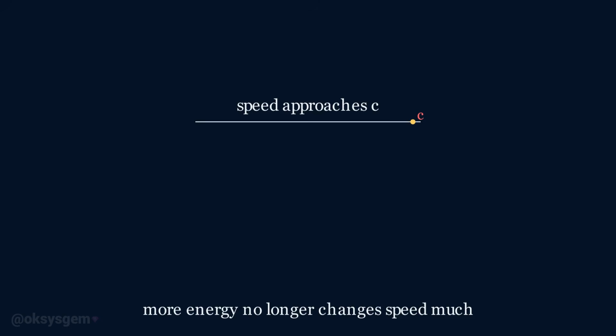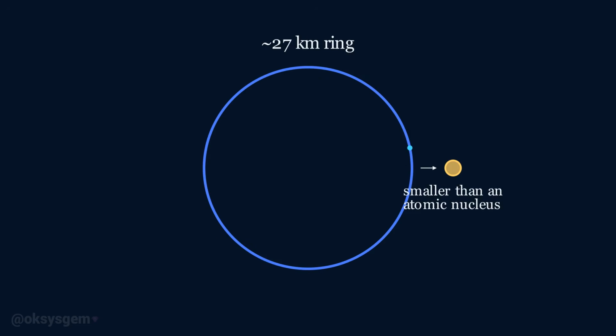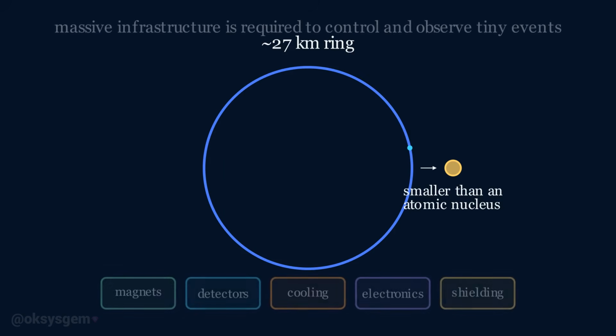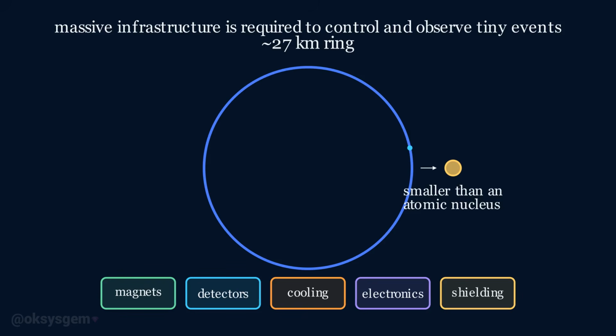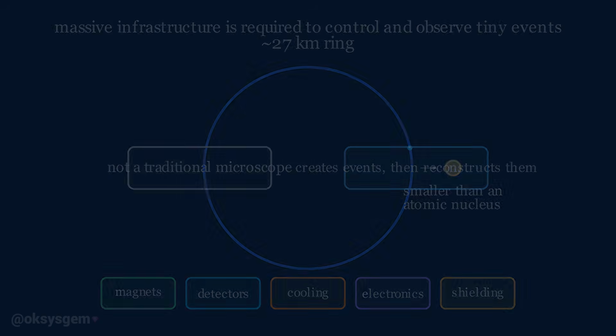The strange part is that the enormous machine exists to study objects unimaginably smaller than itself. The Large Hadron Collider stretches for roughly 27 kilometers around its ring, yet the interactions it studies happen at scales smaller than an atomic nucleus. Thousands of tons of magnets, detectors, cooling equipment, electronics, and shielding are required because individual particles are so difficult to control and observe. A particle accelerator is therefore less like a giant microscope in the traditional sense, and more like a machine for deliberately creating microscopic events and reconstructing them afterward.